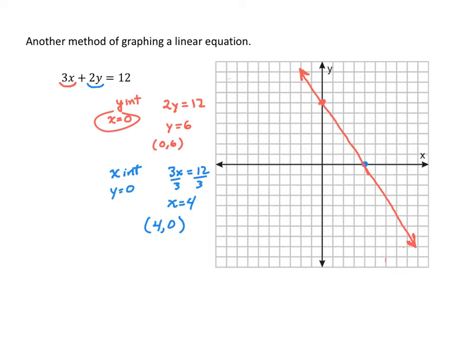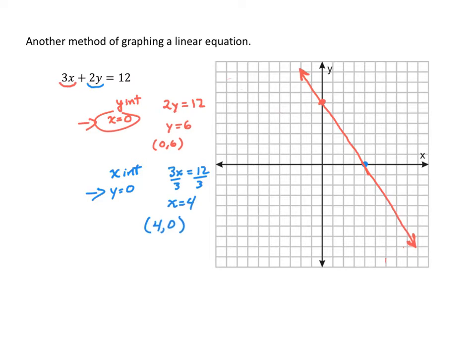To find the y-intercept, let x equal 0. To find the x-intercept, let y equal 0. Find those 2 points and graph the line. The only time you can't do that is if the x-intercept and the y-intercept are the same because the line goes through the origin. Okay. And when we have those special lines.